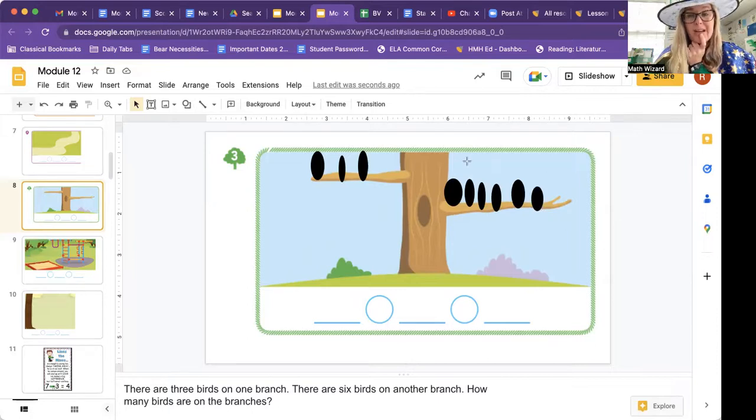Does my picture match my story? There are 3 birds on one branch and there are 6 birds on another branch. How many birds are on the branches? So now you need to write the equation. And remember, we're taking a group and joining it to another group. So we have a plus. This is going to be our equal. How many are in the first group? That goes here. How many are in the second group? That goes here. And how many are there all together? That goes here.